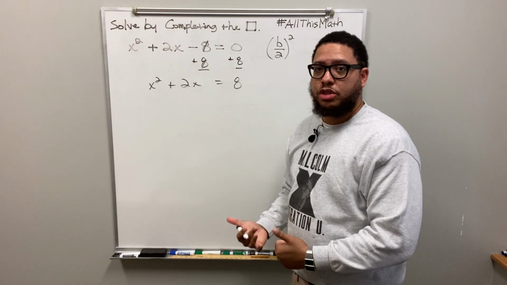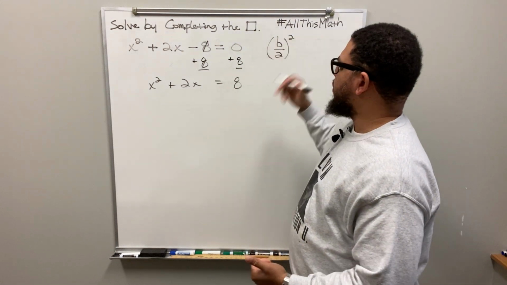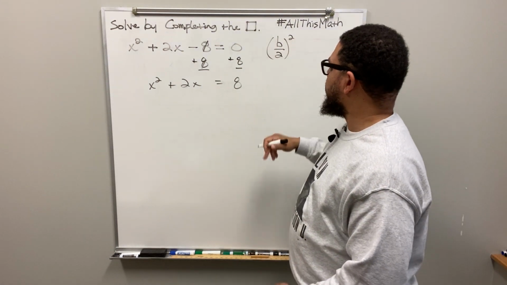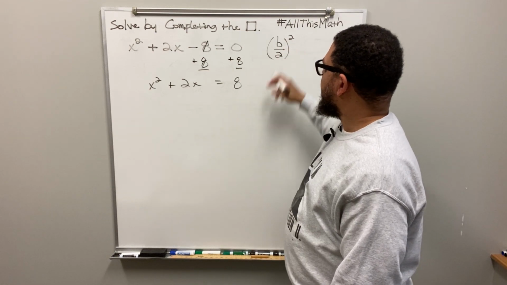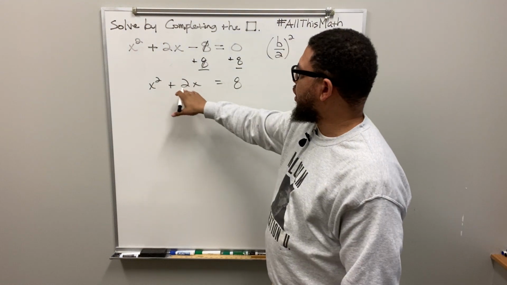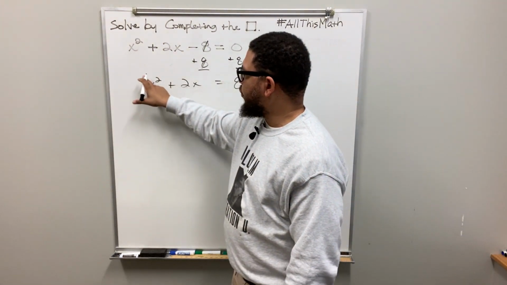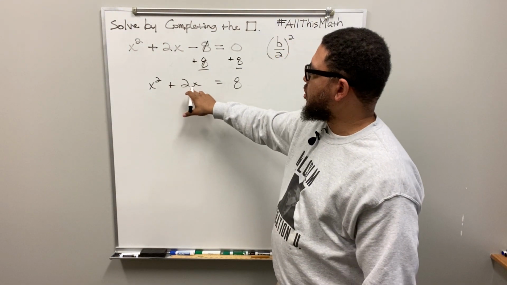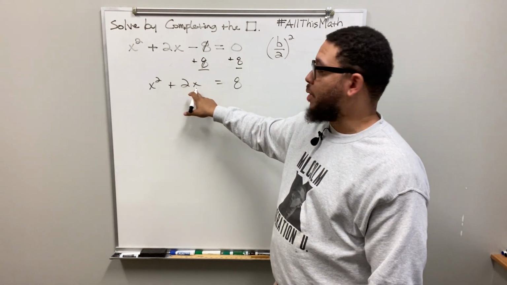Now, the next question you should be asking is, where does b come from? I see that's an exponent 2. I see that's the denominator 2. But where does this b come from? b comes from right here. b is positive 2. a is the coefficient of the x squared term. b is the coefficient of the x to the first power term.